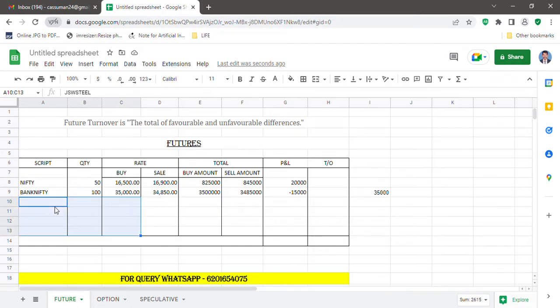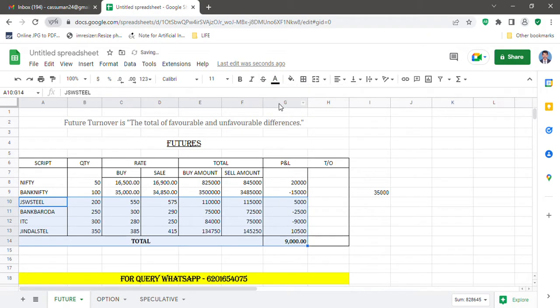I had already calculated the profit or loss for other transactions for you. Here it is. So we are going to calculate the turnover from these transactions. Okay, so we have to take the absolute figure of the differences. In the first case, that is Nifty, we have to take the absolute figure from the differences. So in the first case, we will take 20,000.